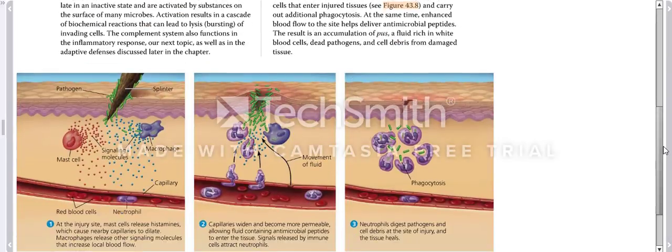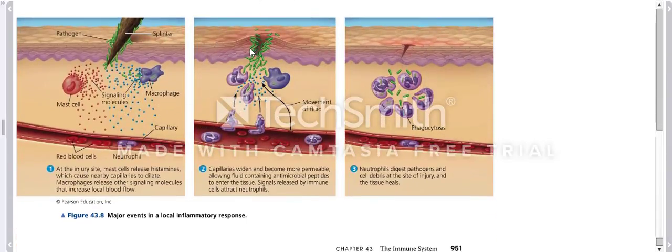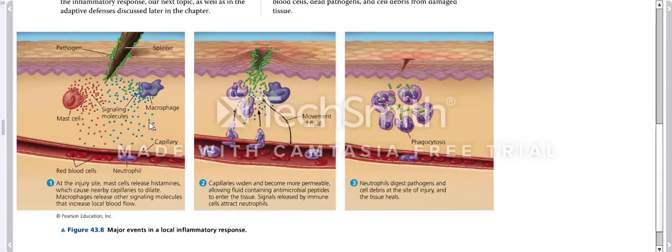So, the figure at the bottom of the page, 43.8, shows the major events of an inflammatory response. At the site of an injury, what primarily happens is that the mast cells release histamines, which cause the capillary dilation, while macrophages release their cytokines. So in the first picture, you can see that the histamines and the mast cells are both shown in red, while the macrophage and the cytokines are shown in blue.